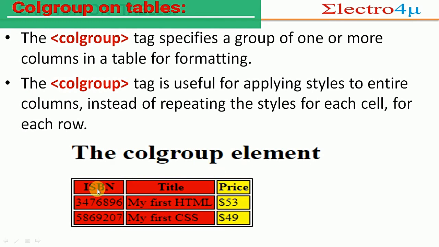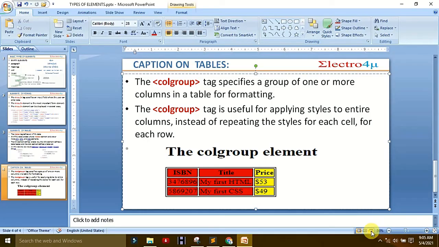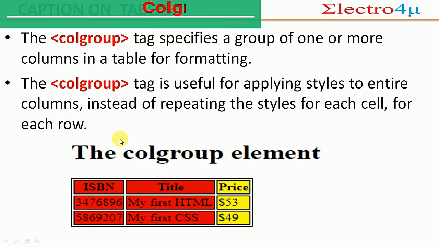The colgroup element. What is the colgroup element? It is one type of row, right? ISBN is a table heading, title is a table heading, and price is also a table heading. What you saw is that the tag specifies a group of one or more columns. Table heading one and table heading two have the same color. Colgroup is used for changing the color to red. Okay, and in the price you saw that the color is only yellow. So it is useful for applying styles to entire columns.